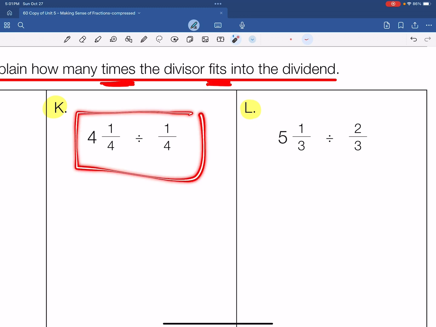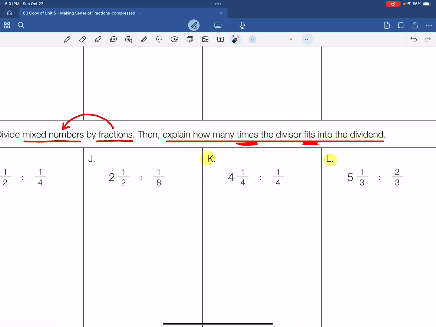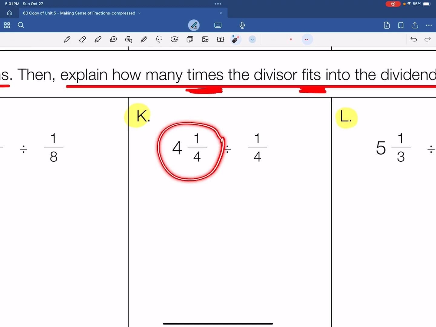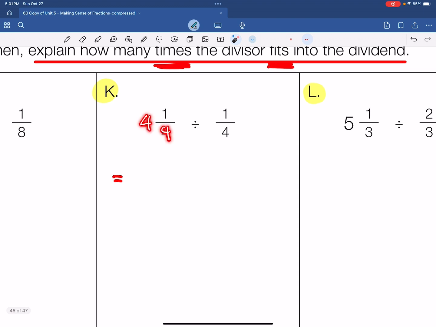4 and 1/4 divided by 1/4. So this is a more difficult problem because we have mixed numbers. So let's go ahead and convert this to an improper fraction right away before we even get started. So on the next line, write down equals. 4 times 4 is 16, plus 1 more gives you 17.